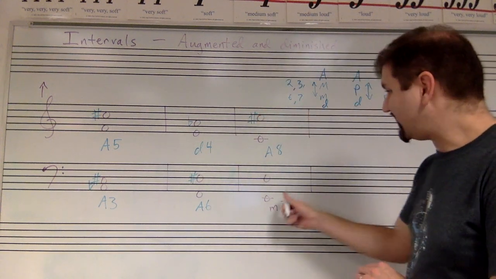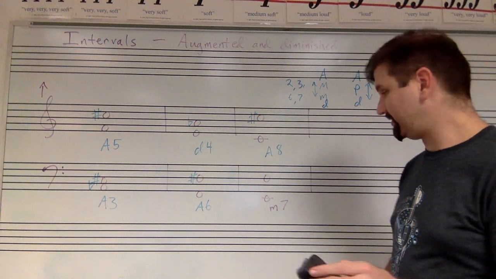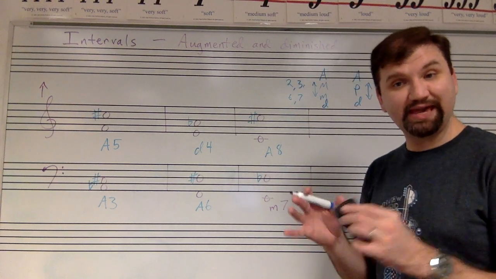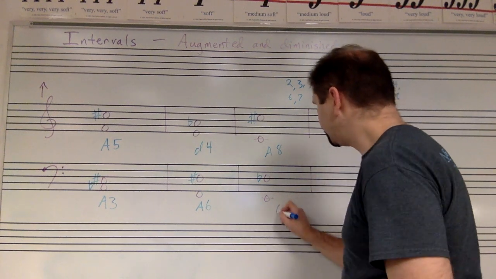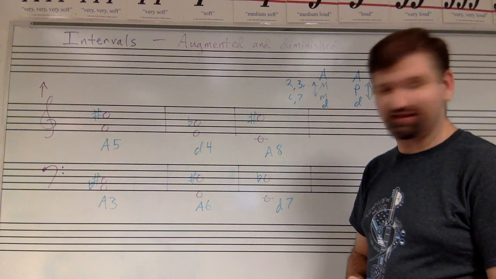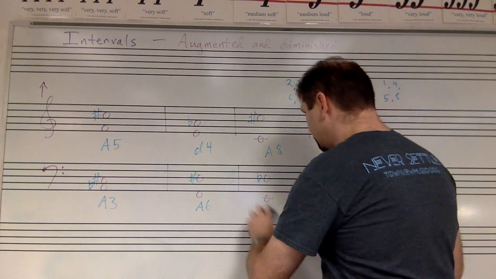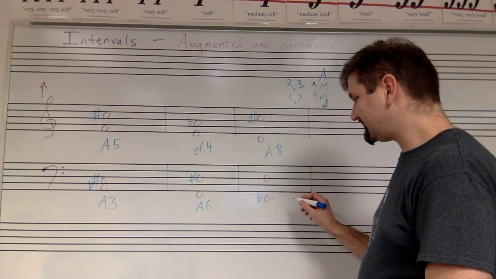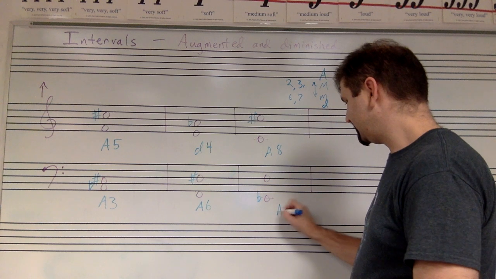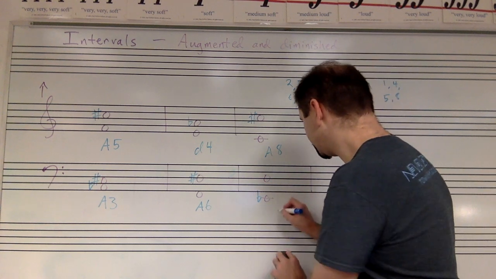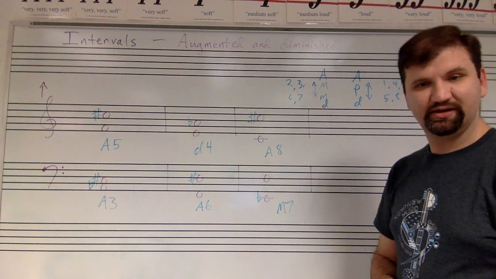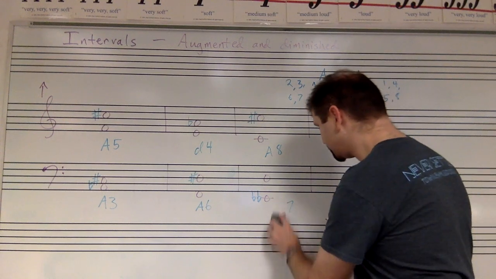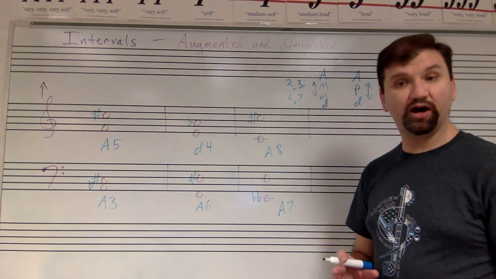And finally, we have E to D, which is a minor seventh. If I were to flat that top note, I'm making it smaller, so my minor seventh becomes a diminished seventh. Or if I were to flat my bottom note, then my minor seventh would turn into a major seventh. Or if I were to double flat my bottom note, my major seventh would turn into an augmented seventh.